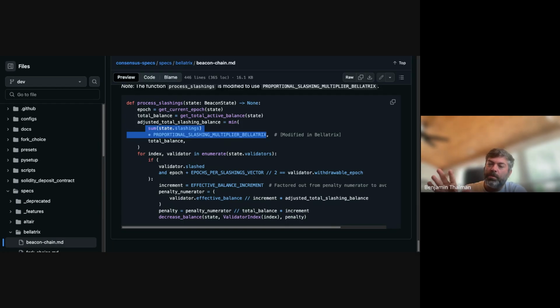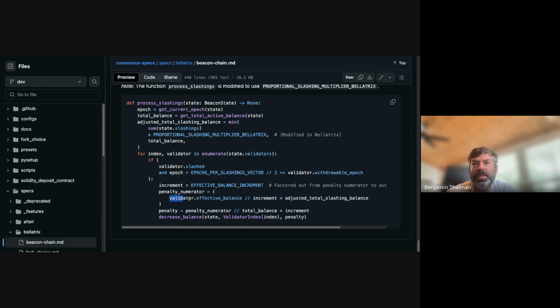And remember, at the outset I said the idea of the proportional slashing multiplier is to take the proportion or percentage of stake that's committed a slashable offense in your window, multiply it by 3, and take that from you. So if 5% of validators committed a slashable offense in your window, 5% times 3 is 15%. 15% of your balance will be taken. And we're getting to that with this calculation here.